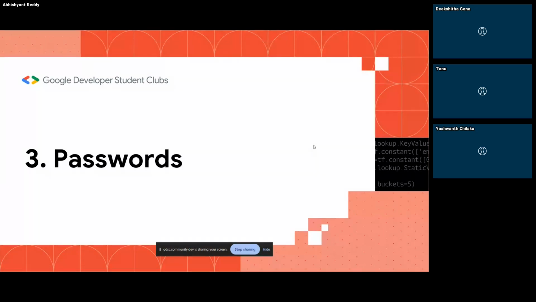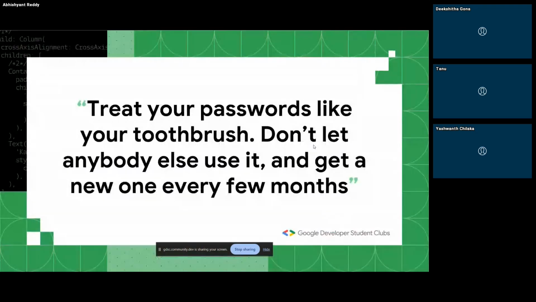And let's start with the quote. It's a rather odd quote, but it perfectly makes sense. It says treat your passwords like your toothbrush. Don't let anybody else use it, and get a new one every few months. Okay, it's odd, yeah, but it makes a lot of sense, right?